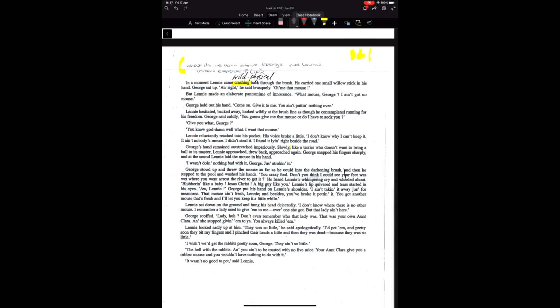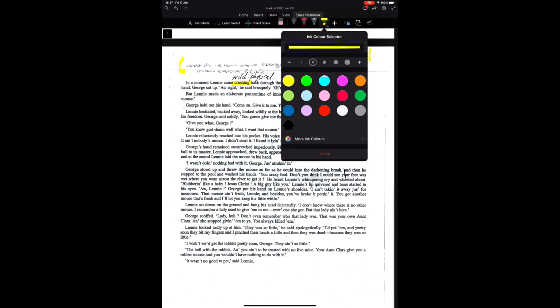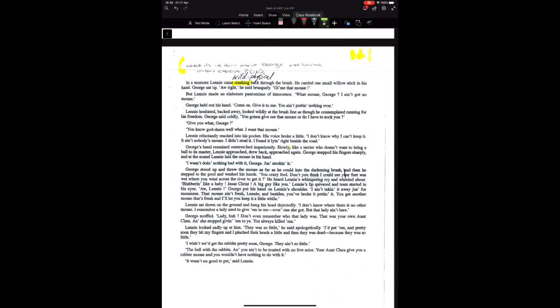Right, let's see. What colour shall we have? Let's have green for George. He's a Plymouth fan after all. He's not a Plymouth fan. Don't put that in your exam. So he says brusquely. So he's bossy. And that exclamation mark as well. So the way I'm looking at that is that he's the boss. He gives orders.